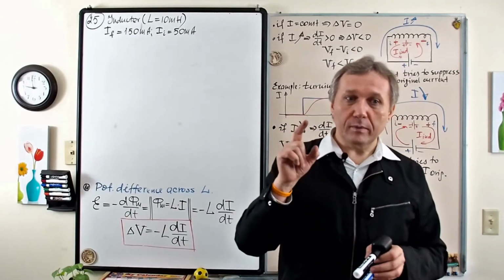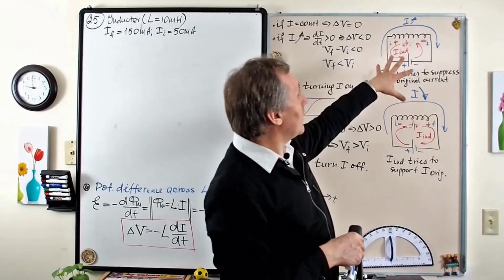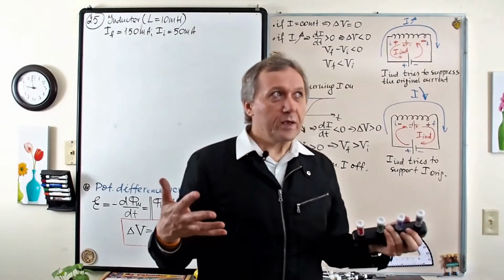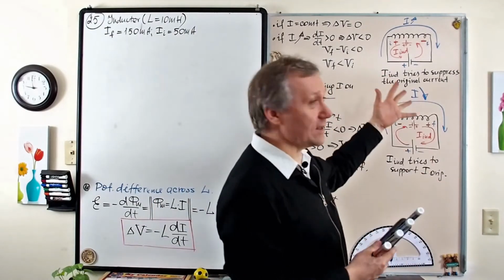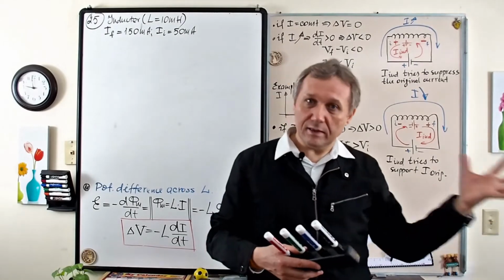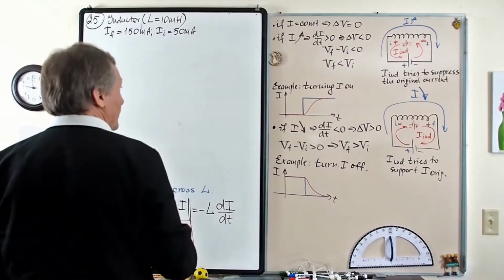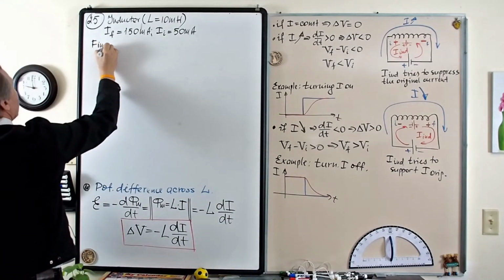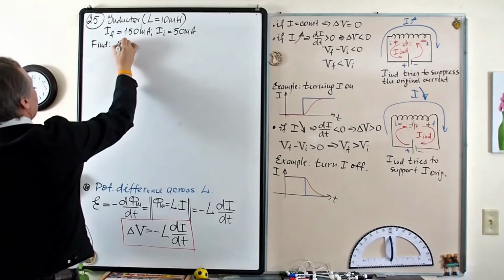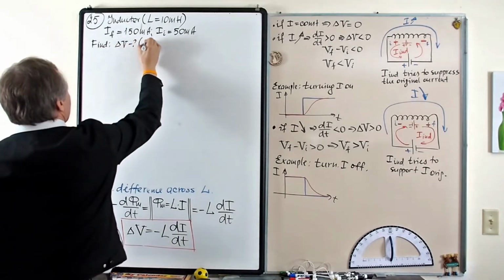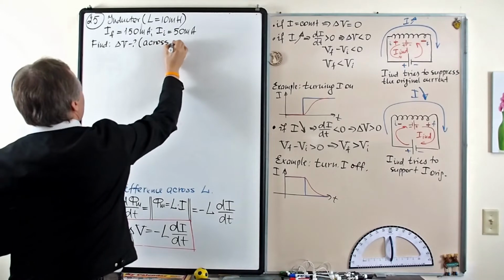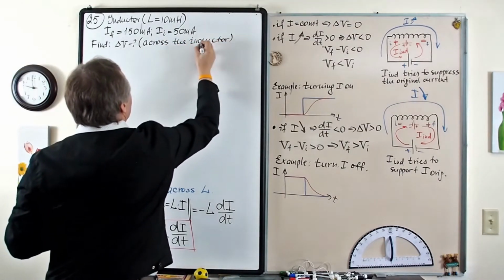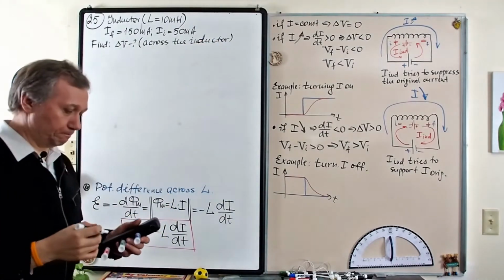Again, you need to remember that this potential difference is made in the solenoid, right? Okay, like now everything is made in China. Now we can say this is made in the solenoid. So that's the response of the solenoid. So what we need to find? We need to find delta V across the solenoid. Okay, let me remind you, across the inductor. Okay, this is the inductor.